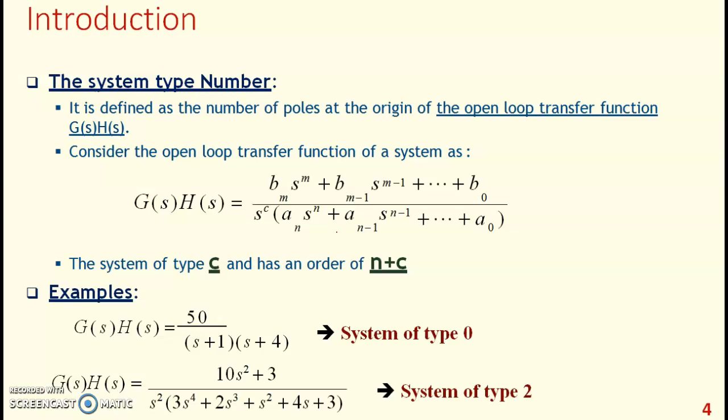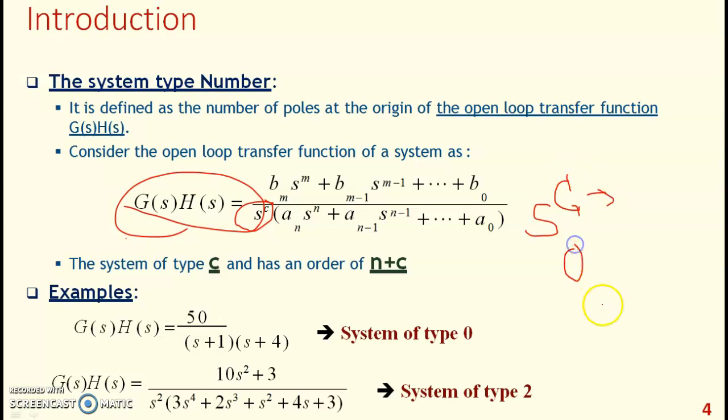It is defined as the number of poles at the origin of the open loop transfer function, that is G of s into H of s. From the general equation, you have to observe s to the power c. C denotes the type of the system. If it is 0, this is type 0. If it is 1 or if it is 2, then it is type 1 or type 2.